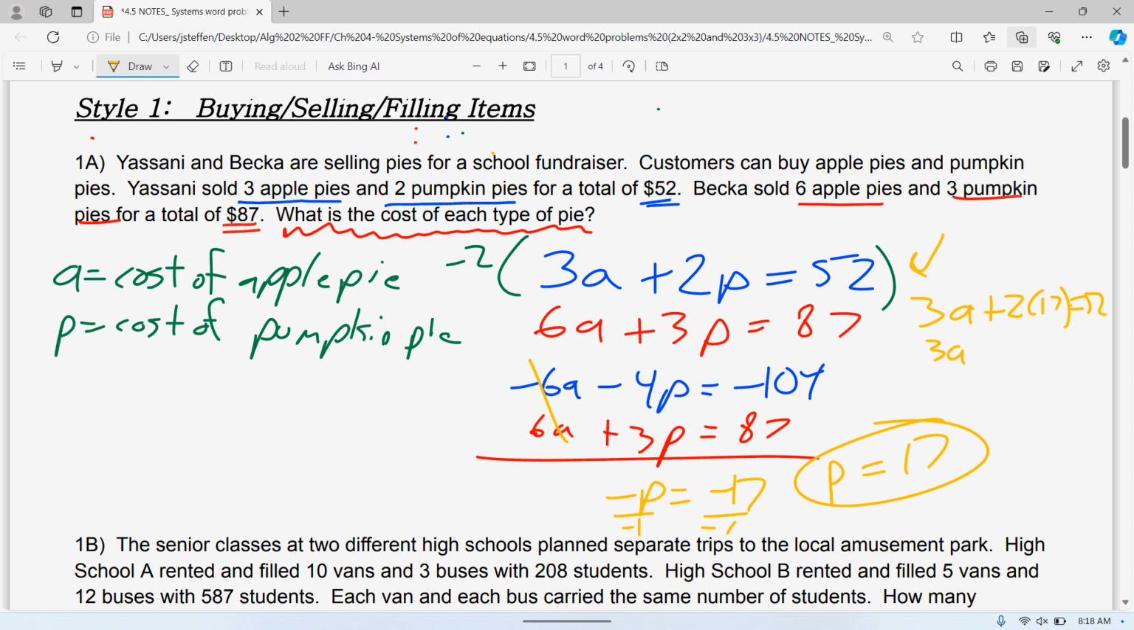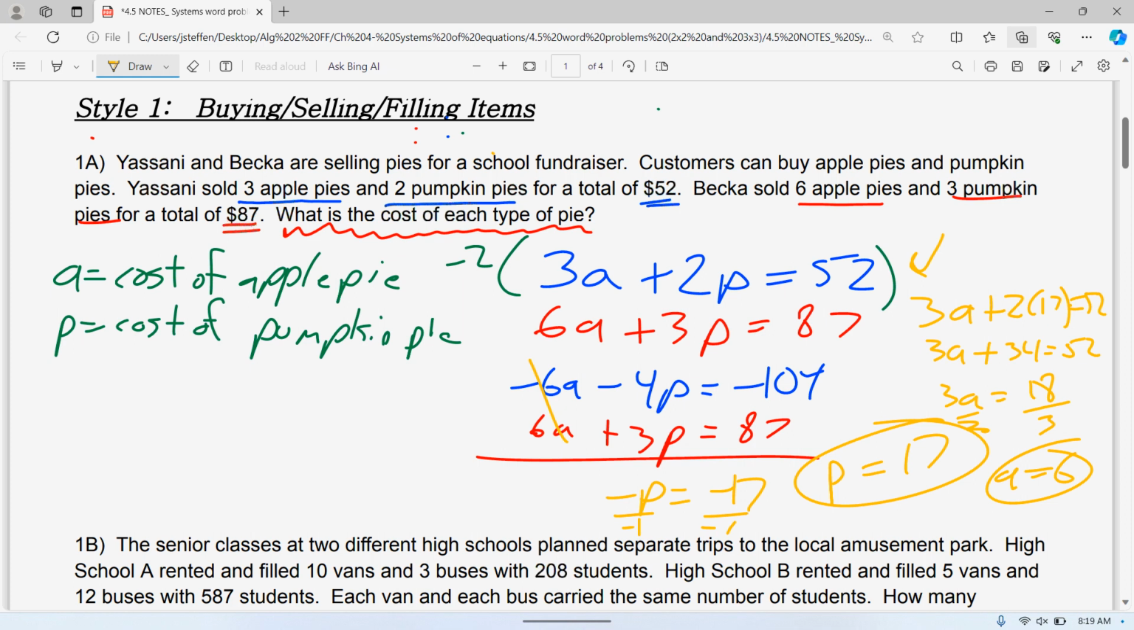That's 3A plus 34 is equal to 52. Subtract 34 from both sides. Sorry, I ran out of space. Then divide both sides by 3. I get A is equal to 6. So I solved. I got P is equal to 17, A is equal to 6.